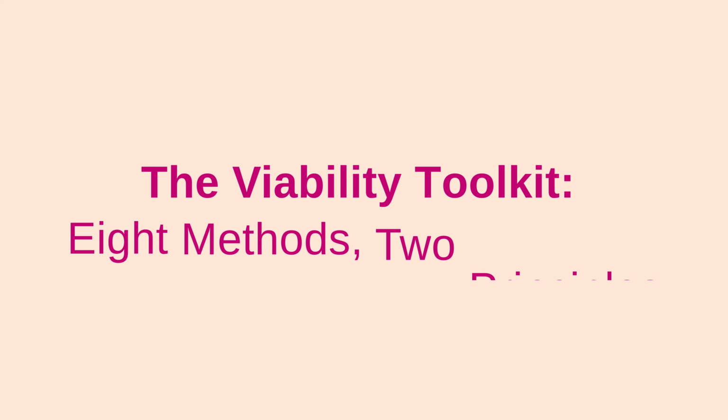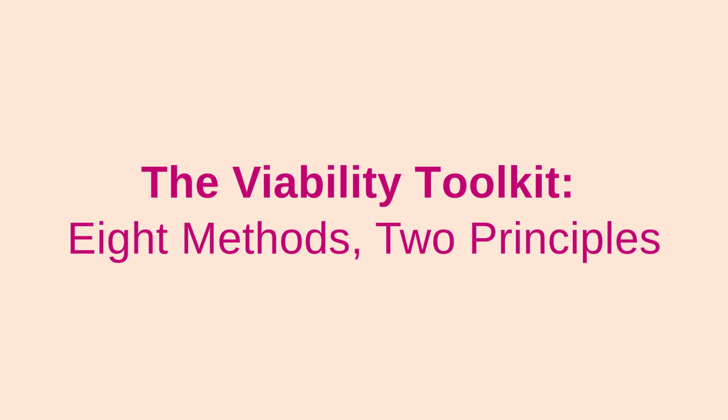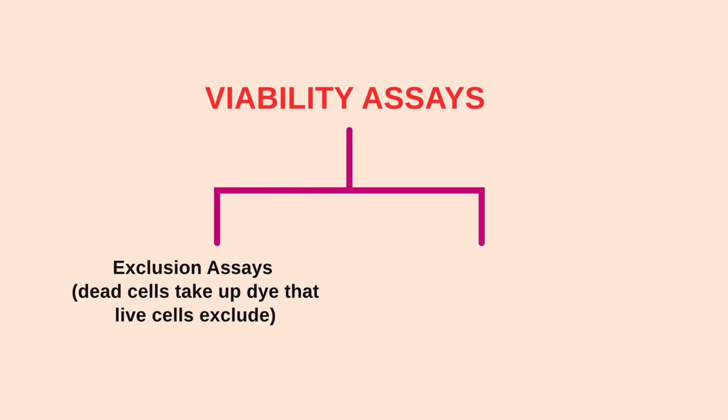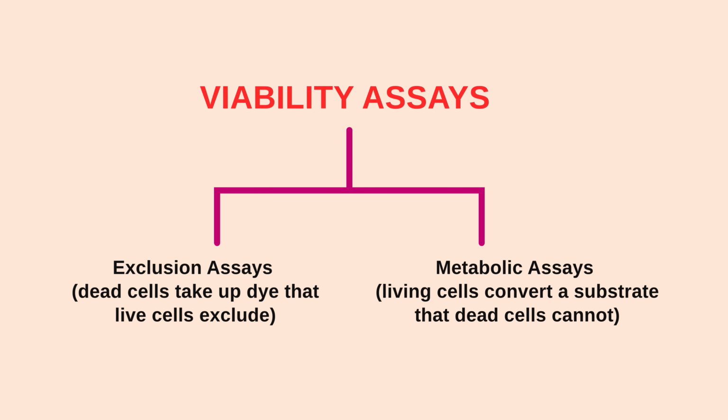The Viability Toolkit: 8 methods, 2 principles. All viability assays fall into 2 categories. Exclusion assays: dead cells take up dye that live cells exclude, and metabolic assays: living cells convert a substrate that dead cells cannot. Each has specific applications, advantages, and blind spots.